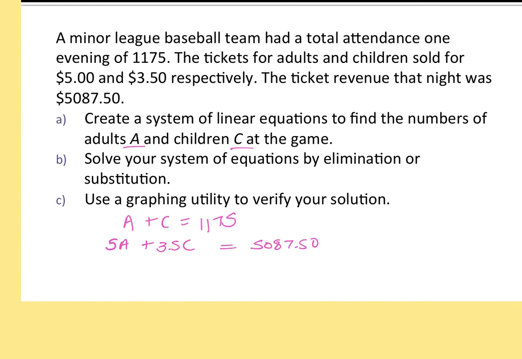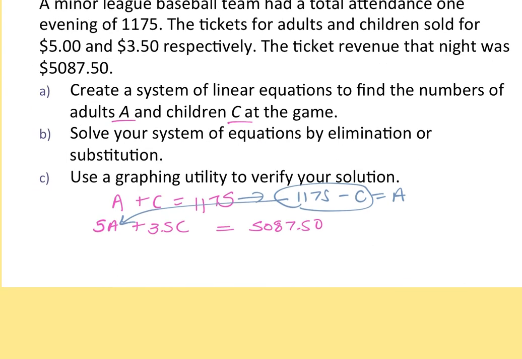Interesting. Okay, so let's say we're going to do substitution. We can solve for either A or C. It doesn't matter because they want to know both. If it had specifically said how many adult tickets were sold, I would want to make sure that I solve for C and then plug in so A is still part of my equation. Then you don't have to do both, okay? But this is asking for both. So I would say 1175 minus C equals A. That's my substitution. Take this and plug it in for A.